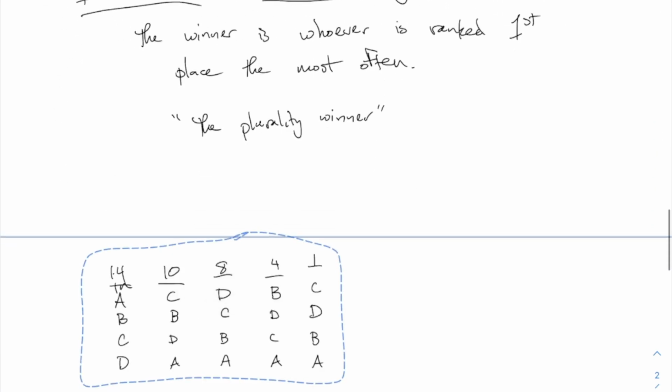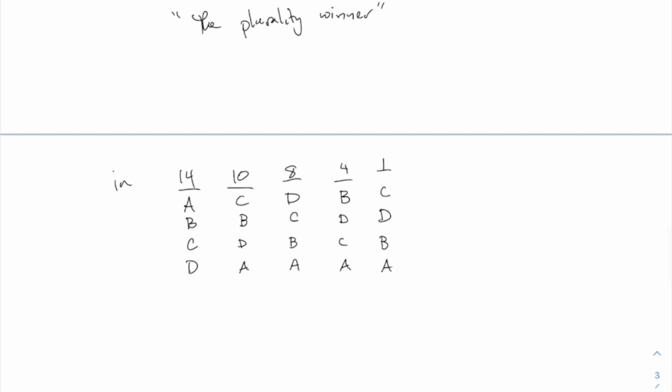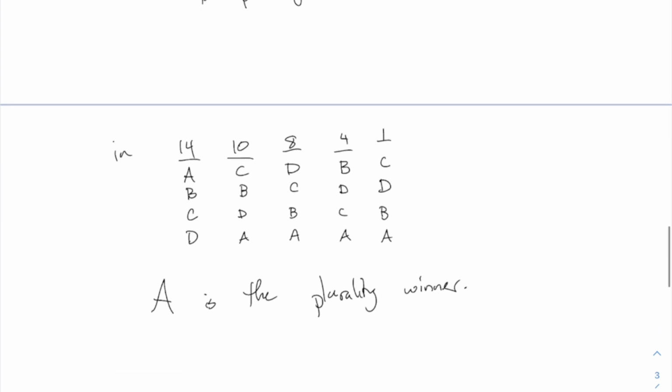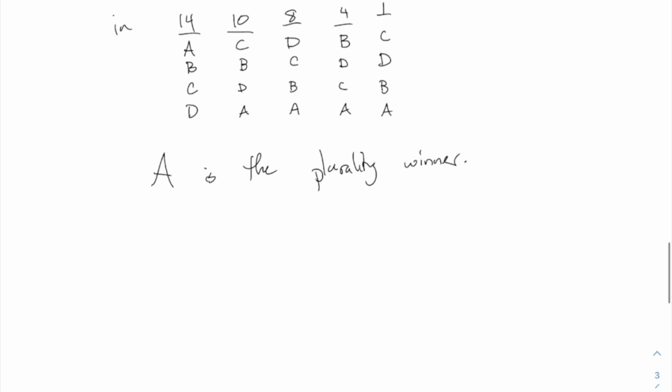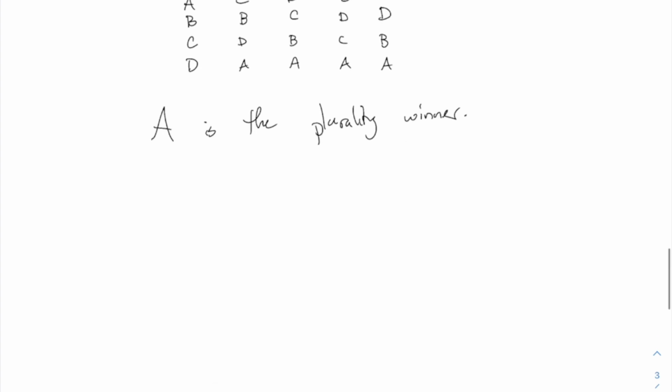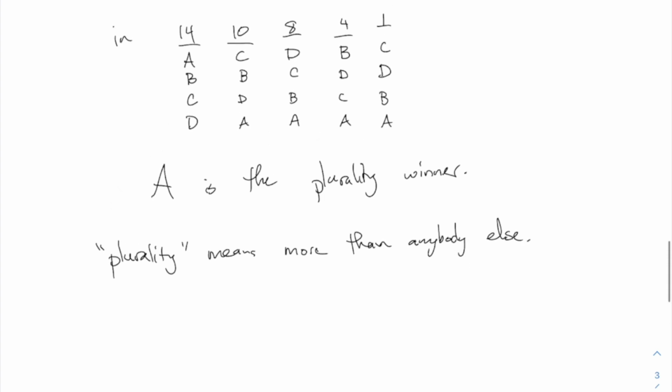A is the plurality winner. It just means that A has more first place votes than anybody else did. A little bit of terminology here: plurality means more than anybody else. A got 14 votes in first place, and that's more than anybody else got.